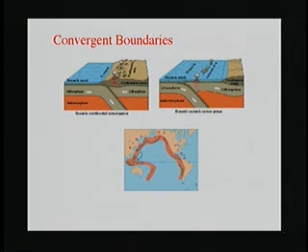And what we get is volcanism at a certain distance away from the trench or where the plate's being subducted. And this leads to a ring of fire or volcanism, which most of you are familiar with in the Pacific, because the Pacific is dominantly bounded by these convergent type margins.